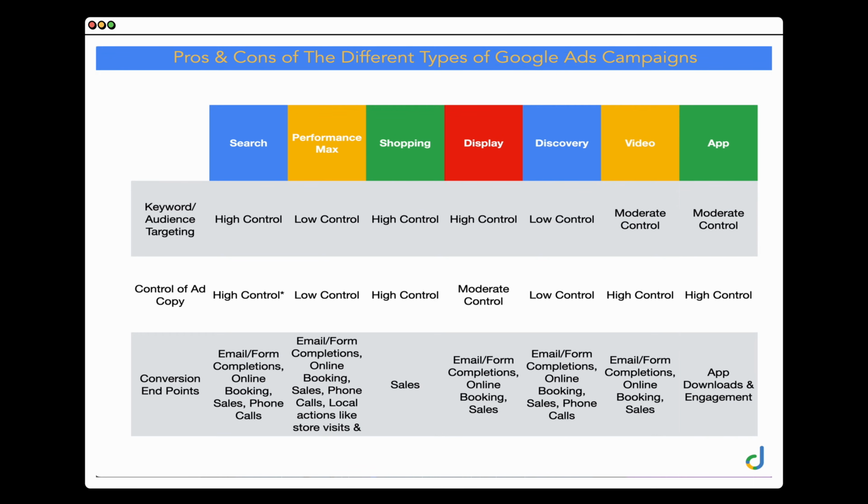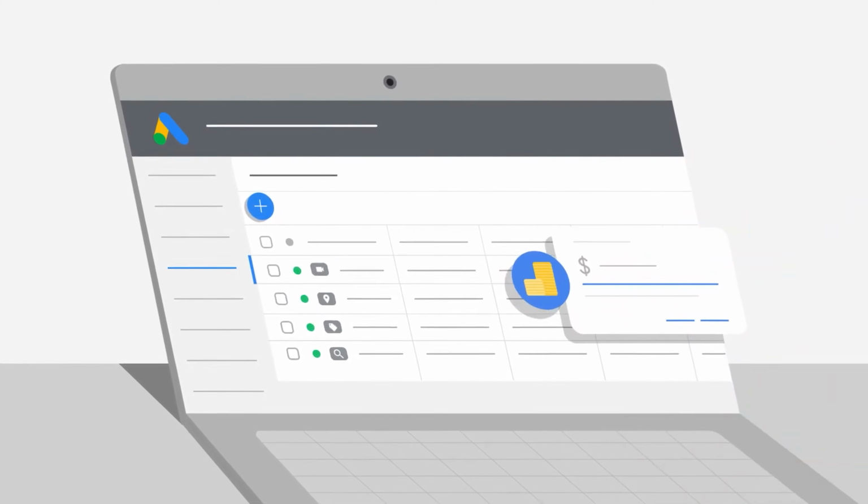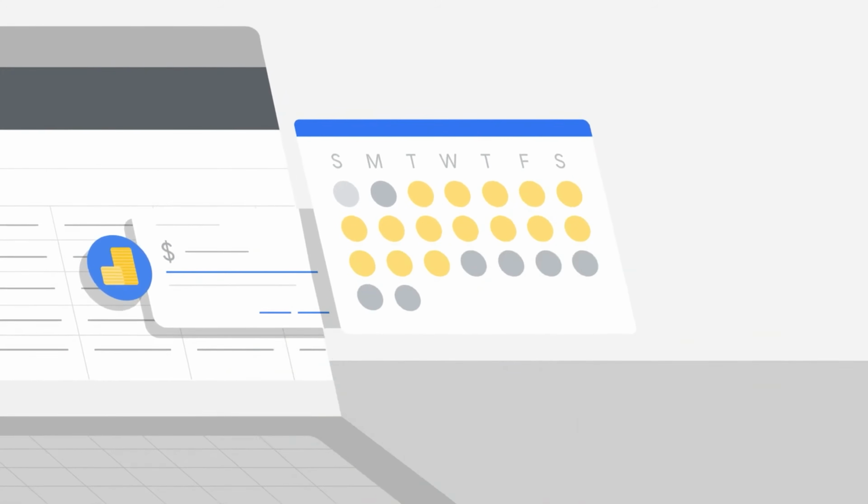And the conversion endpoints, this is very much for app downloads and also engagement within the app for people who have already got access to your individual app. Now, there is also one other really important factor when it comes to choosing the right campaign for your business. And that is the budget, or the amount of money that you have to spend every single day or month for Google Ads.